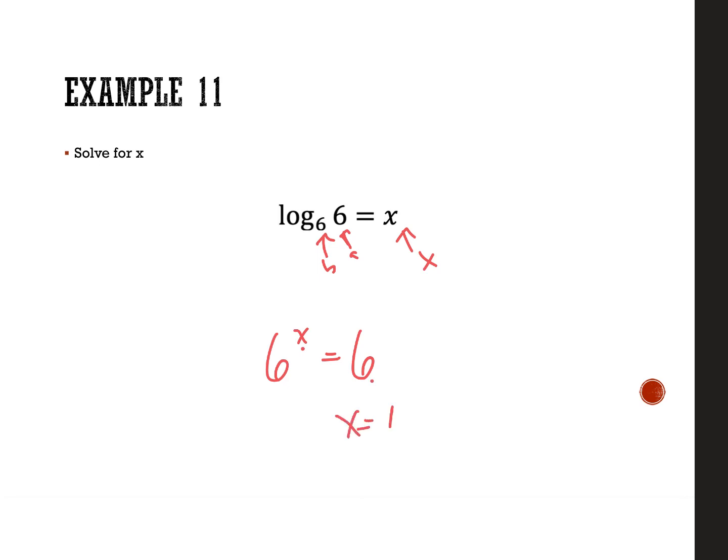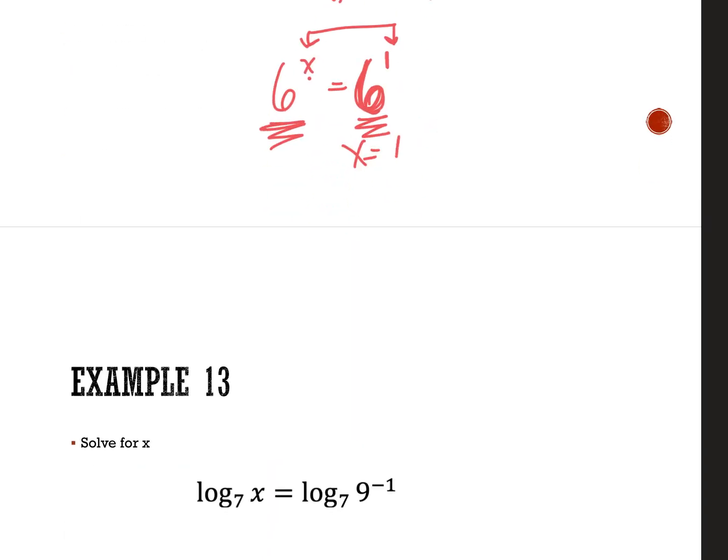Think about this too. Isn't 6 over here equal to 6 to the first? And it's that same thing we were just talking about. If the bases are equal, then the other stuff has to be equal too. So again, something to think about.